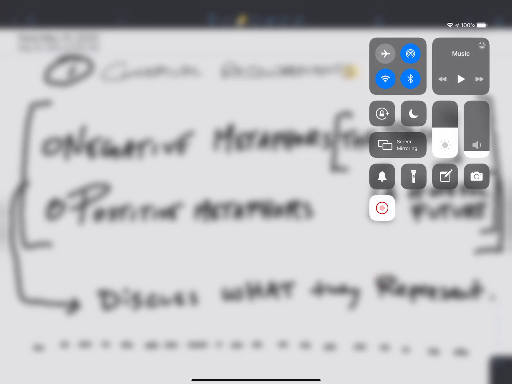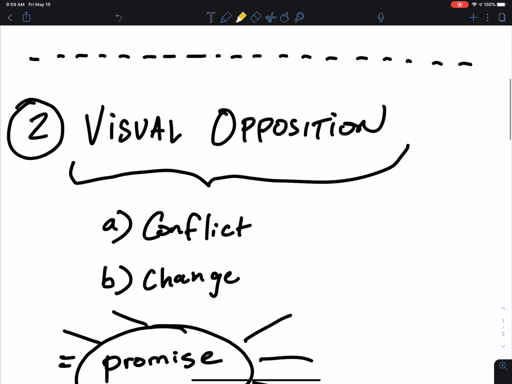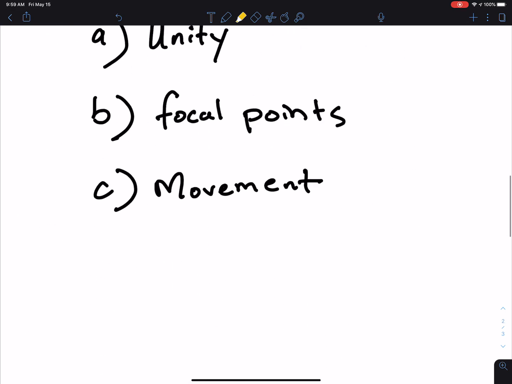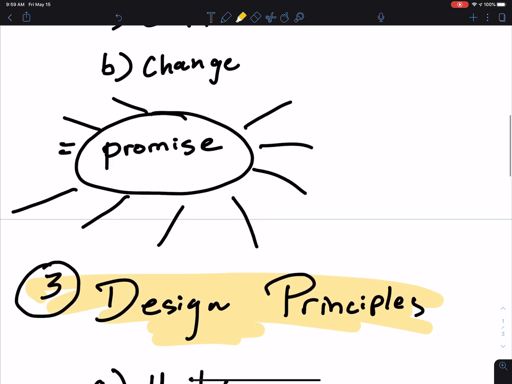Okay guys, so today I'm going to go over some examples of the mask. I am going to point out some examples of the conceptual requirements in the mask. I am going to point out visual opposition because that shows up in the rubric and we haven't talked about that a lot in class. And then I'm going to point out some design principles because we always need review of design principles.